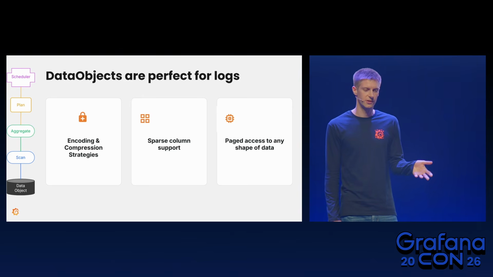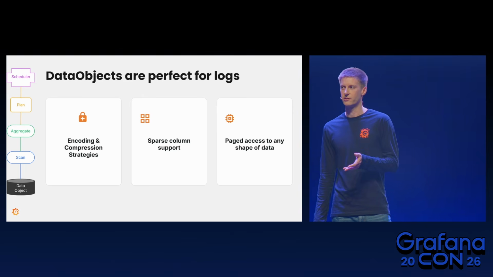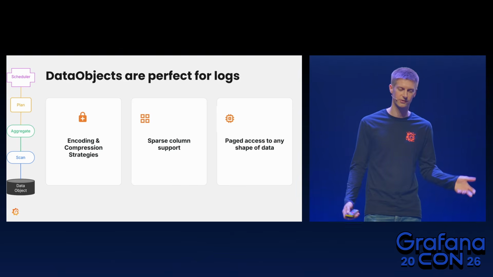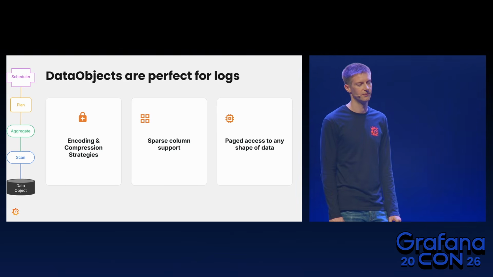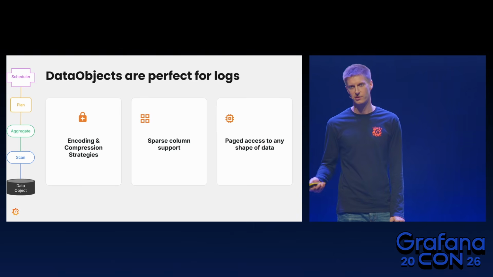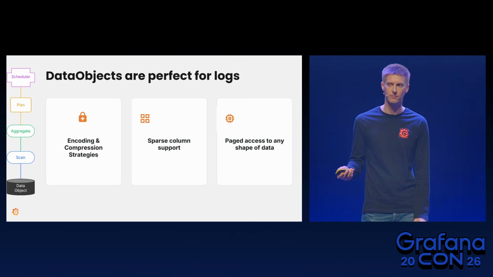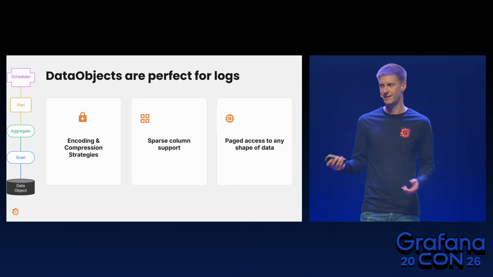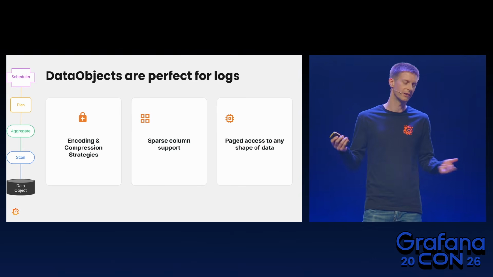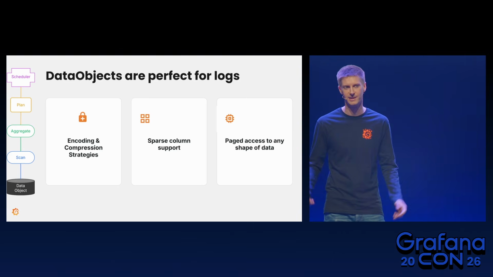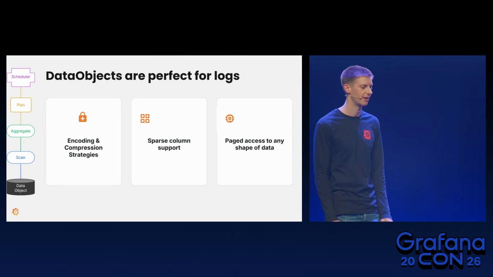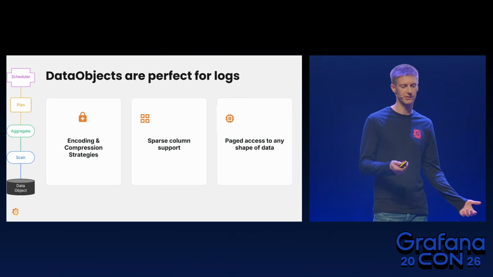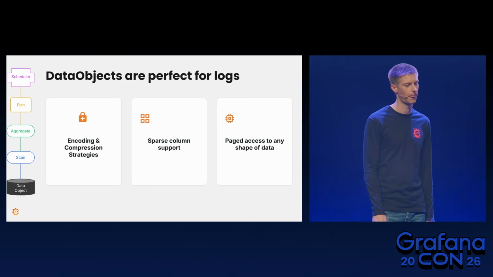Beyond those object storage features, data objects have a lot of features that are common to many columnar file formats, but actually they're also perfect for logs. The first one is the various encoding and compression strategies available on every column. This is particularly good in logs because we see that a lot of metadata keys have very similar values. You can think about the Kubernetes pod name, for example. They all tend to start with the same few characters, which means we get very good compression. We've seen up to 1,000x column compression here.